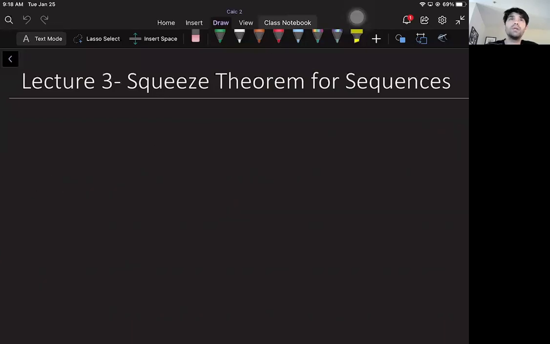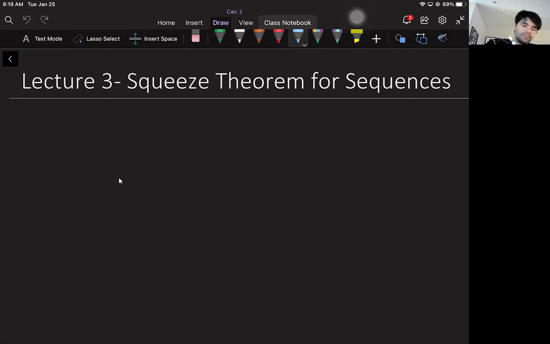This is lecture 3. We're going to be talking more about sequences and more about limits of sequences, and specifically more techniques for determining limits. And one new technique, well, not really new, is called the squeeze theorem for sequences. So you've seen the squeeze theorem in Calc 1 to calculate limits of functions. This is going to be very similar.